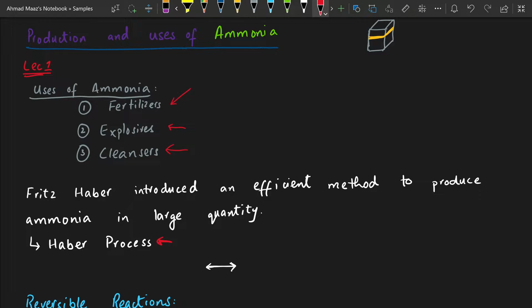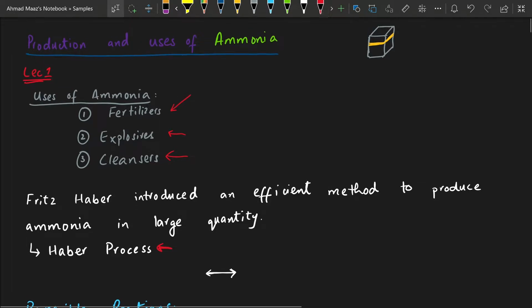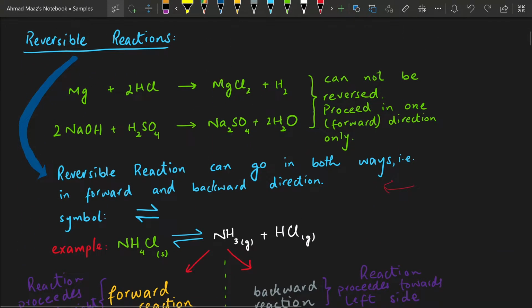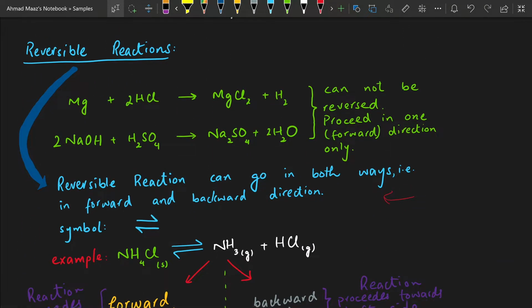And to know the Haber process, before we understand the basics and conditions of the Haber process, we need to know a little about reversible reactions. What are reversible reactions and how do they differ from irreversible reactions? Irreversible reactions, most reactions are irreversible. And what are irreversible reactions?